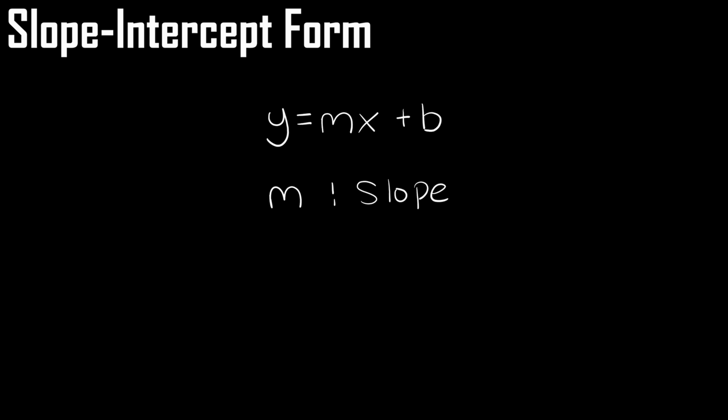Now let's talk about slope-intercept form. The formula for slope-intercept form is y equals mx plus b. m is the slope and b is the y-intercept.